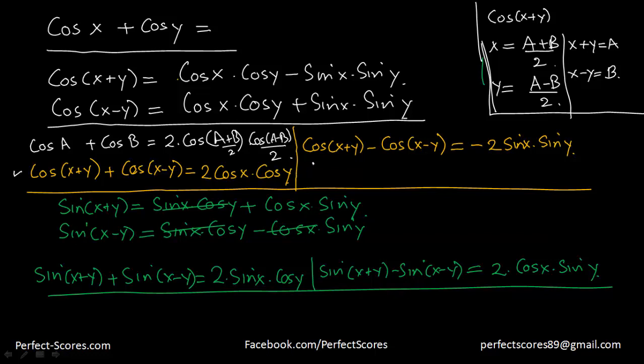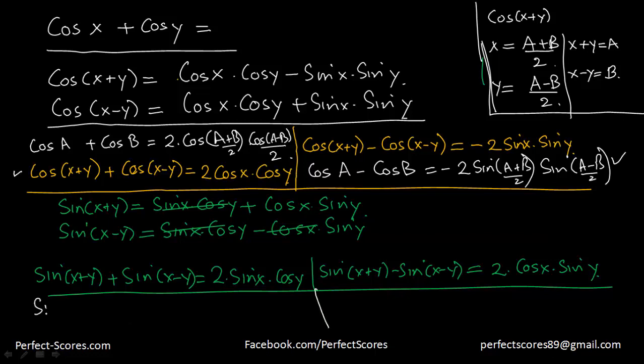And cosine of x minus cosine of y, the cosine of x plus y, it's nothing but cosine of a minus cosine of x minus y, which is b. It's going to be equal to minus 2 times sine of (a plus b)/2 into sine of (a minus b)/2. So that's again a very, very important expression.